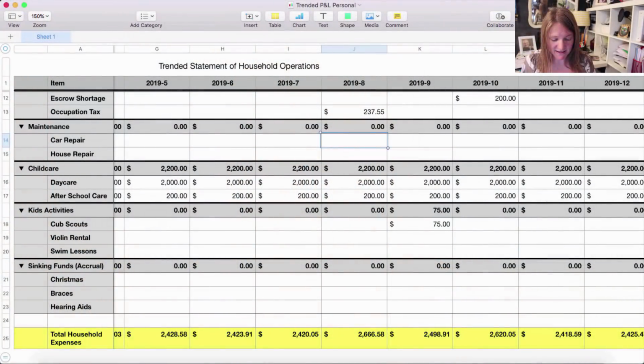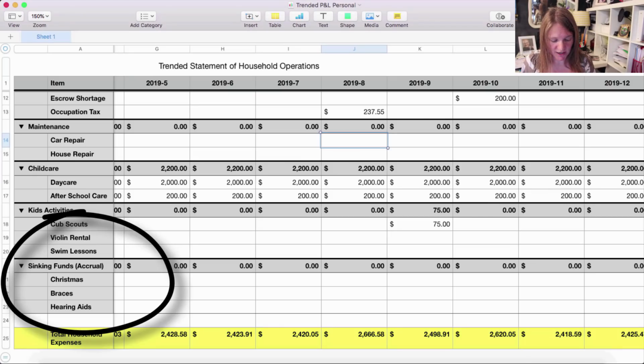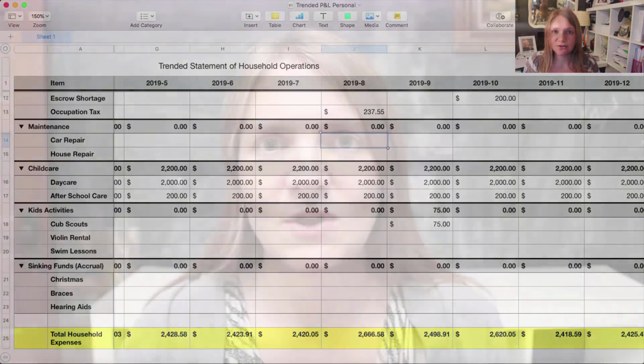Okay, so last week I shared a video with you guys talking all about how to set up an annual trended statement of household expenses. And in the bottom of that statement, I shared with you a couple of the categories that we have set up for our sinking funds. A few of you asked me to go over sinking funds, so here it is. So let's talk about it.